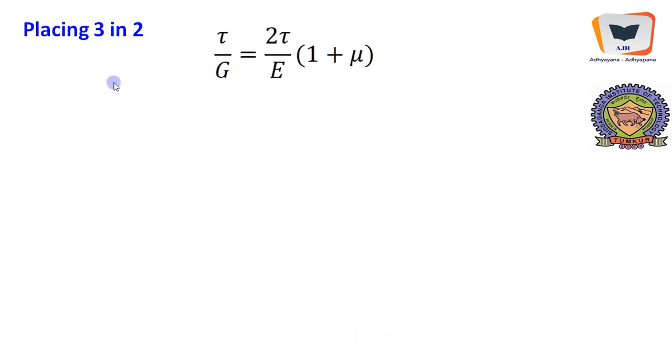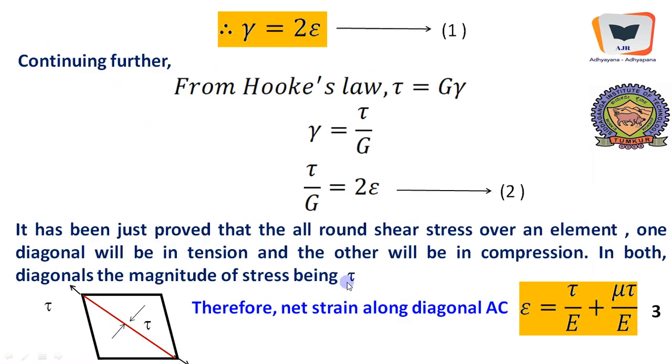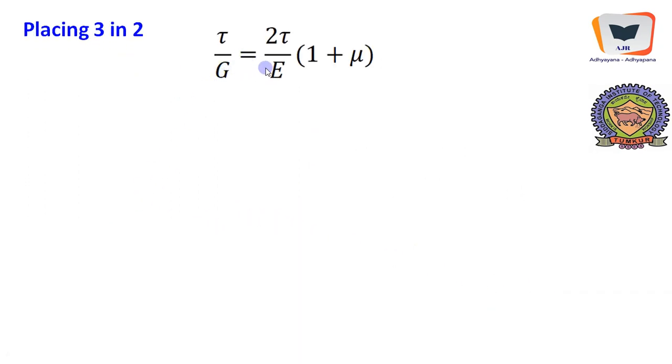Therefore, placing equation number 3 in 2, here we have said like this. Therefore, I will just move this expression over here. Therefore, tau by G becomes 2 times this particular expression. Yeah, tau by G equal to 2 times tau by E into 1 plus mu. Tau will get cancelled and E will be cross multiplied.